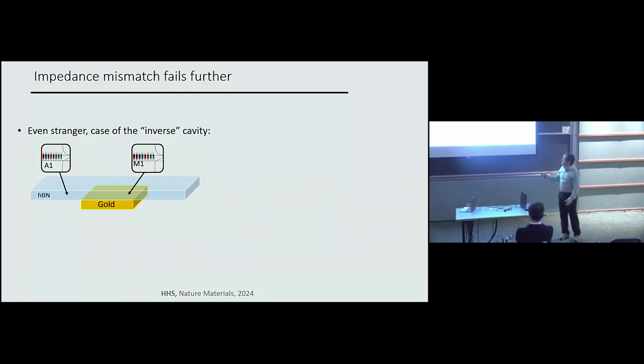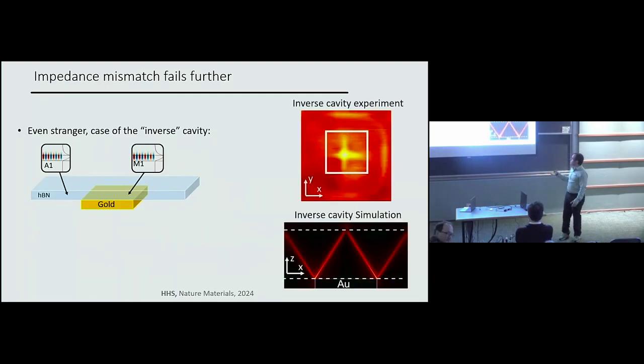And in this case, it's technically a bit complicated how to generate this and really keep things suspended, but you can do this. And now you have the same impedance mismatch, but both the near field measurement and the simulation show literally no response. And that's really, really bizarre.